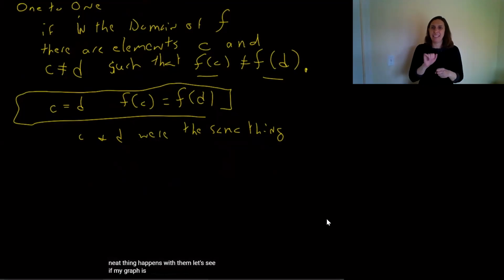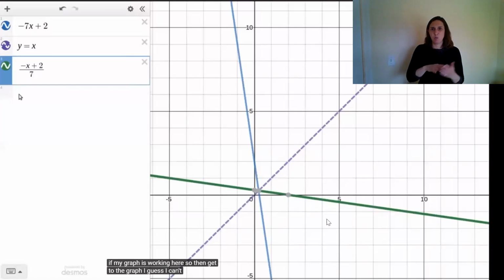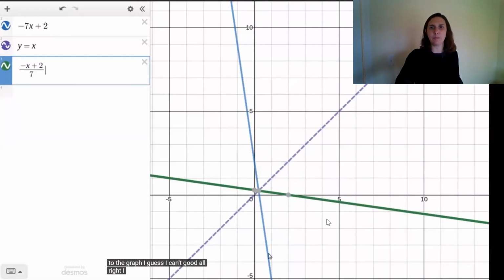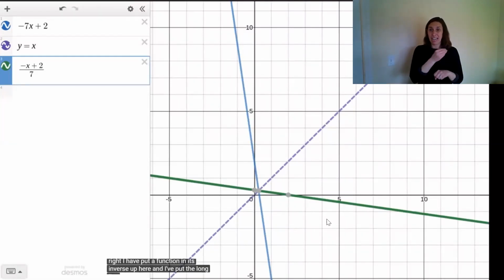Let's see if my graph is working here. Let's see if I can get to the graph. Yes, I can. Good. All right. I have put a function and its inverse up here. And I've put the line y equals x.